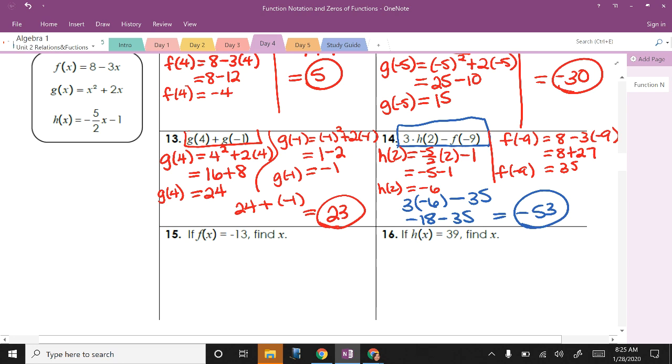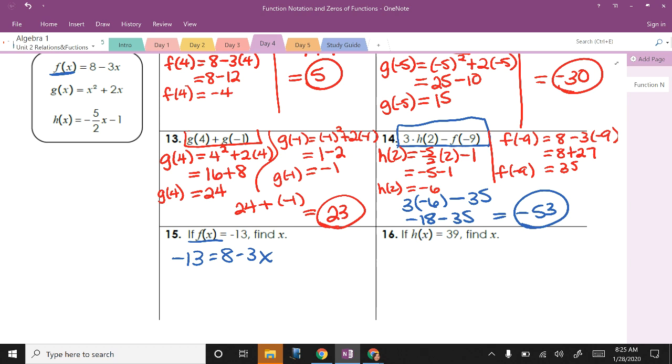Y'all with me? So wherever this says, you plug in, can you see up here in the box for that? Okay, so our equation is going to be negative 13 equals 8 minus 3x. And then you just solve it for x. So f of x equals negative 13. So negative 13 goes in the f of x spot for that equation. Does that make sense?